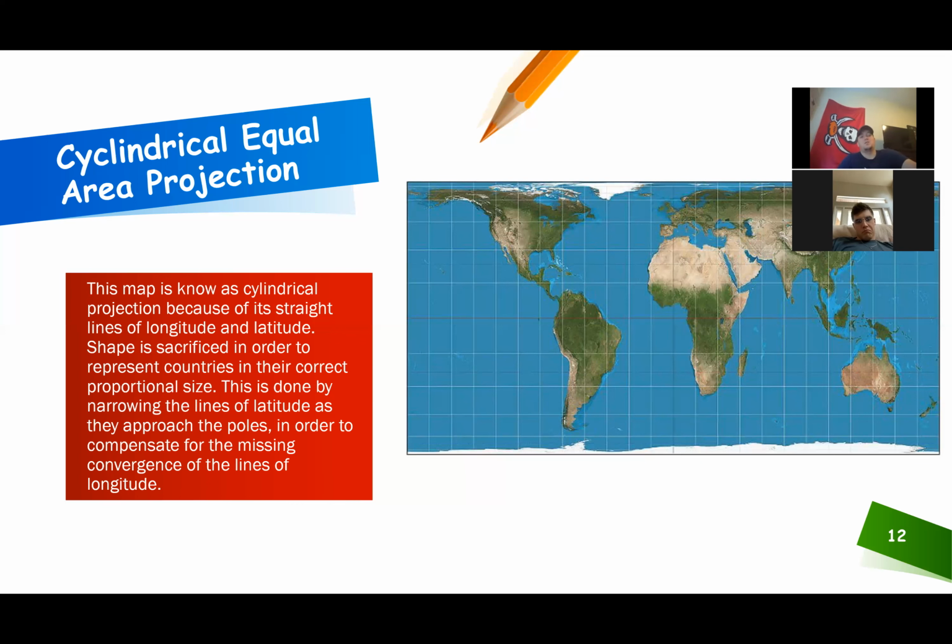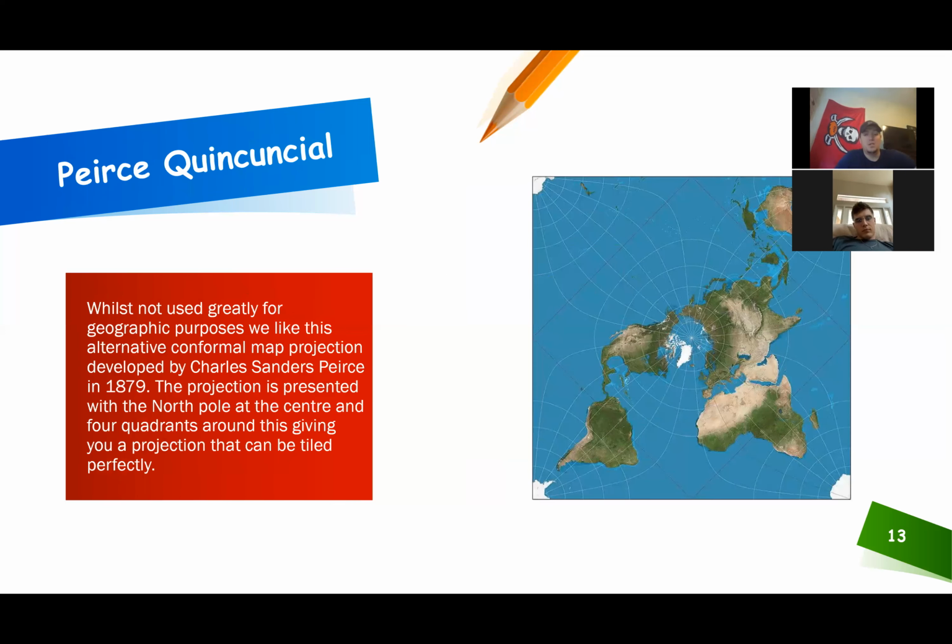Our second to last map, we have the Peirce quincuncial map, which is kind of like a bird's eye view type of thing. Obviously, it's not used very much in geographic purposes like other ones. This projection is presented with the North Pole at the center and the 4 quadrants around this, giving you a projection that can be tiled perfectly. Believe it or not, this actually isn't that bad for navigational purposes because I don't really understand it.